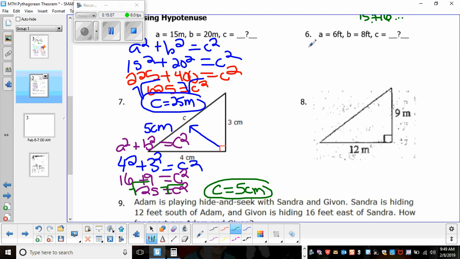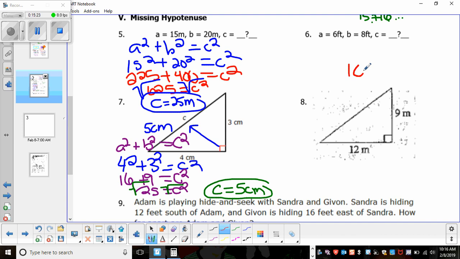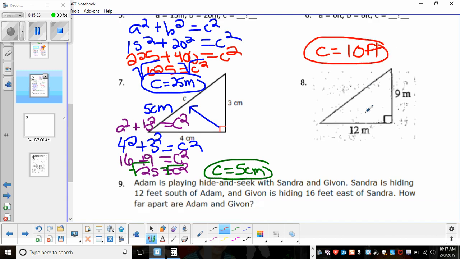Okay, so go ahead and try 6 and 8 on your own, and then we will wrap up the notes by doing 2 word problems. Okay, so now that you've had time to do 6 and 8, I'm going to give you the answers. So for number 6, you should have gotten 10 feet. Again, remember to label your answer with units. And so C equals 10 feet. And then for number 8, you were looking for C, the hypotenuse. You should have gotten C equals 15 meters.